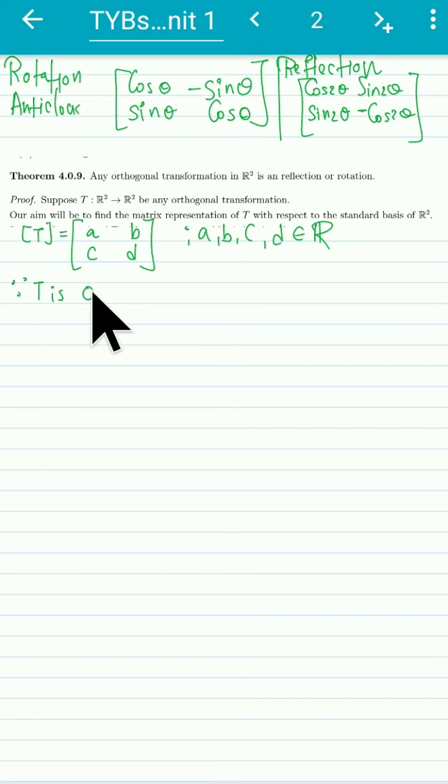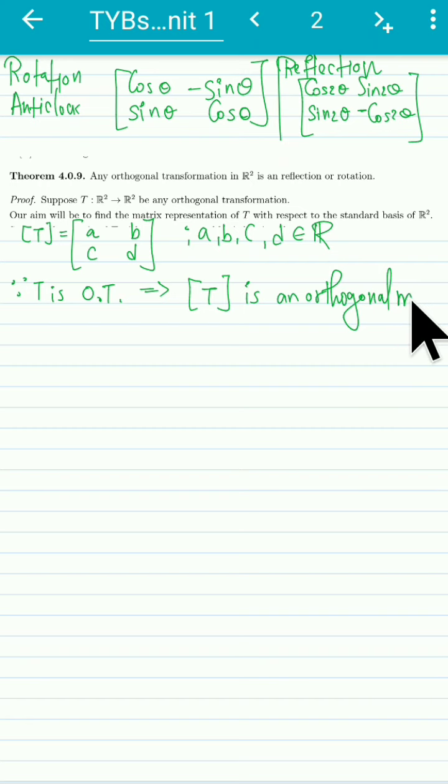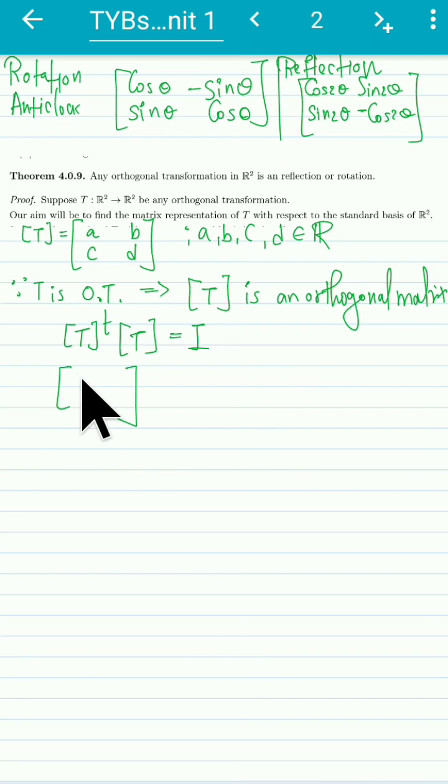Since T is an orthogonal transformation, this implies my matrix representation is an orthogonal matrix. Since it is an orthogonal matrix, I know the matrix representation transpose times the matrix representation itself is nothing but the identity matrix. So let us use that fact. That is the transpose of [A, B; C, D] times the given [A, B; C, D], and that comes out to be the identity, that is 1, 0, 0, 1.